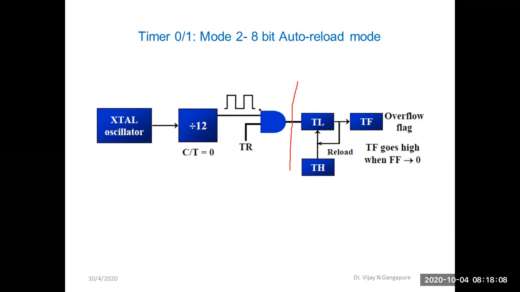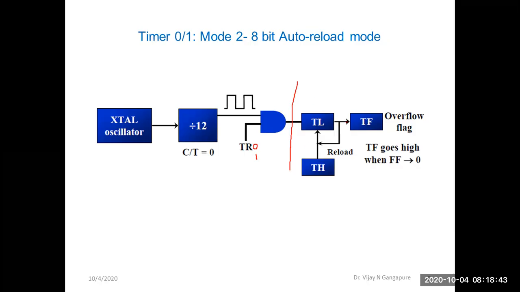Okay, so these pulses of frequency f oscillator divided by 12 will start reaching the output of this gate if the TR bit is set. Timer 0 has bit TR0 and timer 1 has bit TR1. So if we set this bit, this gate will be enabled and these pulses will start reaching the output, to the further logic diagram of the timers.